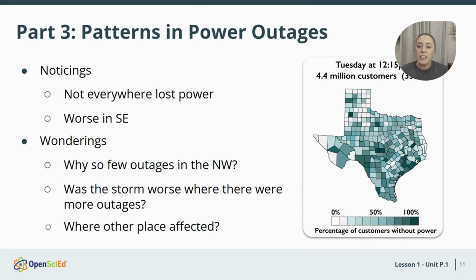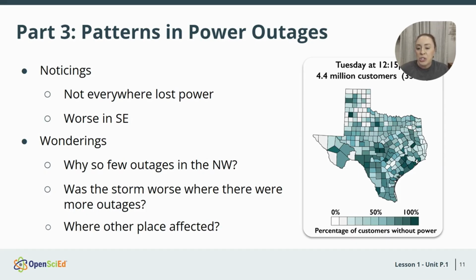again, as individuals and as a whole class. And some things that we're noticing is that across Texas, not everyone and not everywhere lost power. And even in places that they did lose power, there could be a mix. Like not all of these are either 0 or 100. There's these little shades of gray, if you will, in between. And students will notice that it was particularly worse in the southeast area of Texas near the Gulf.